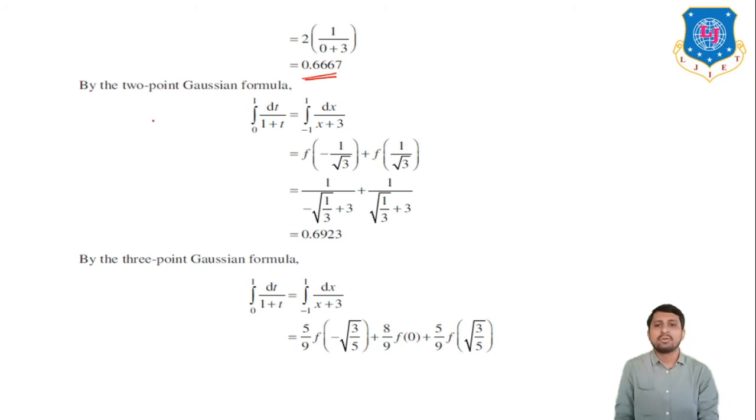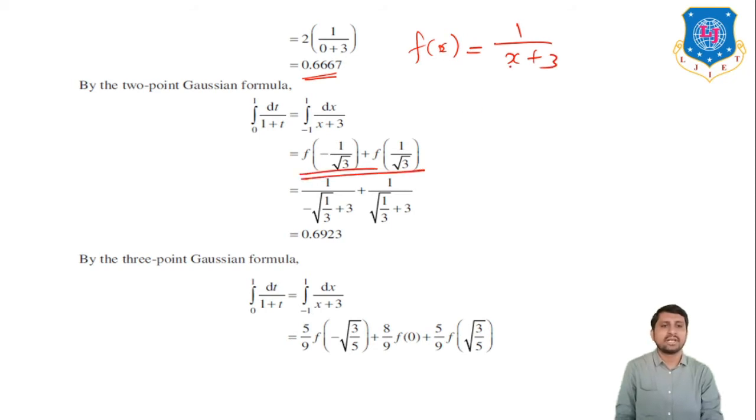Now the 2-point Gaussian quadrature formula. So that is dx upon x plus 3. Don't forget f of x is 1 upon x plus 3. So this is my 2-point Gaussian quadrature formula. Instead of x, first you have to take minus 1 by root 3, so minus 1 by root 3 plus 3, and plus 1 by root 3. Either you can take 1 by root 3 or square root of 1 by root 3, both are the same.